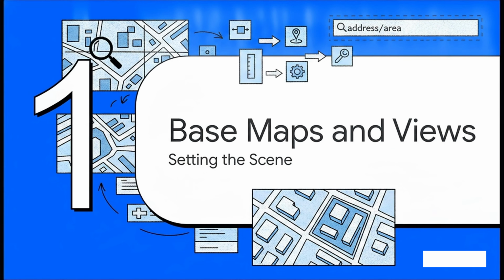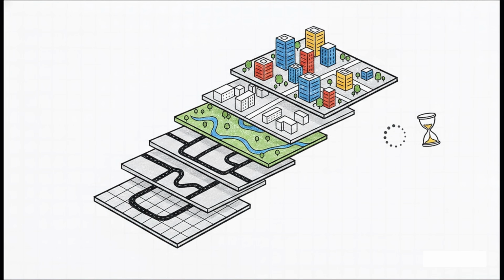Section 1. Base maps and views, setting the scene. So, the workflow in Nearmap starts incredibly simply. You literally just type a specific address or an area right into the search bar. But what happens next is where the real power lies. Your entire toolset dynamically changes based on the specific map selection you make. You've got this incredibly robust menu of visual layers right at your fingertips. You can seamlessly toggle between vertical, panorama, oblique, roads, true ortho, and the brand new 3D environment.